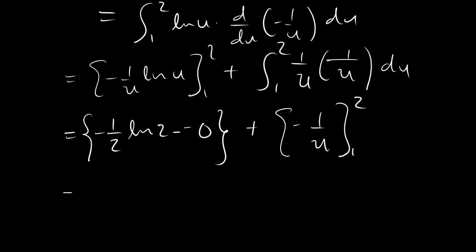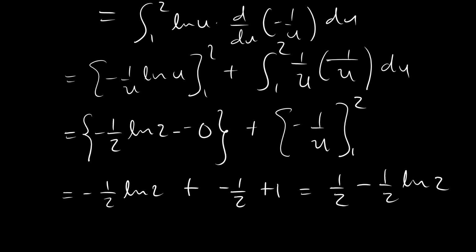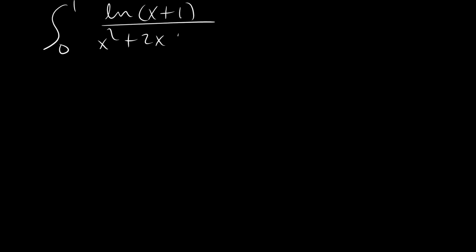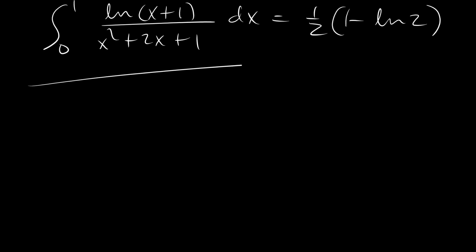So this becomes negative 2 plus minus a half plus 1, which is equal to a half minus... And so what we are seeing here is that the integral from 0 to 1 of the natural logarithm of x plus 1 over x squared plus 2x plus 1 is equal to a half times 1 minus the natural logarithm of 2. Okay.